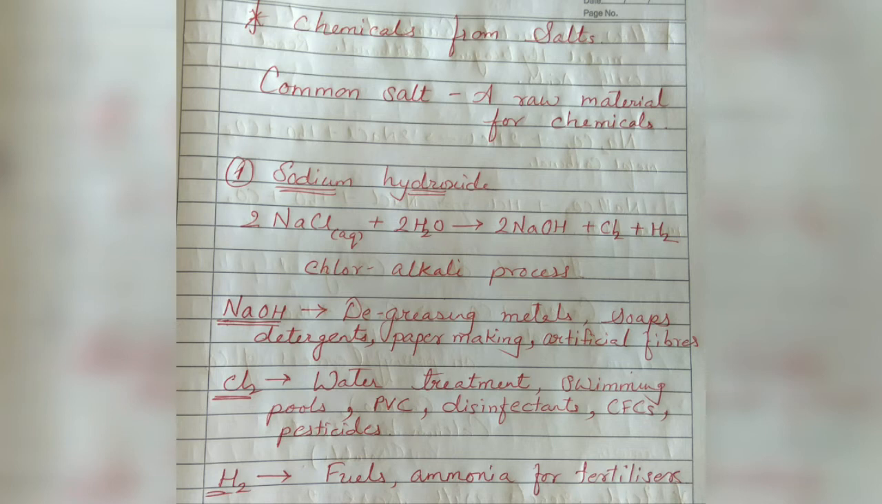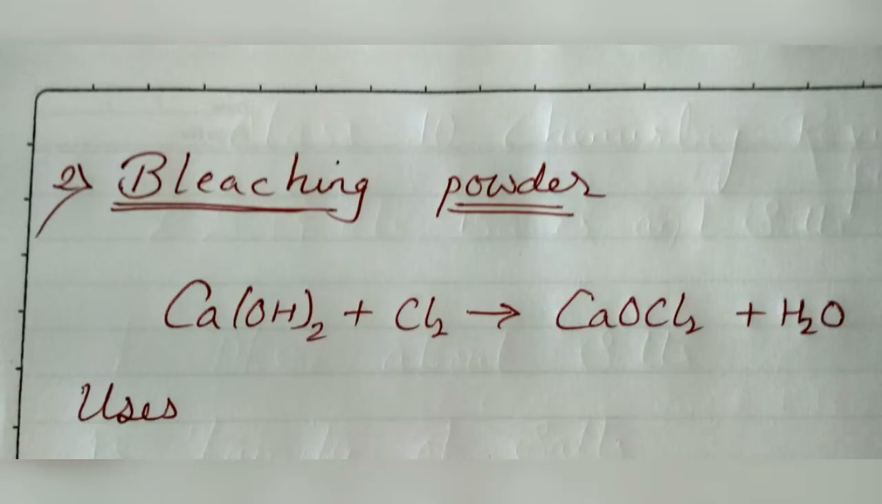Hydrogen gas can be used as a fuel. It can also be used for the preparation of ammonia as a fertilizer. So I hope dear students, you are getting the idea of how we use the different materials which are obtained in this process. Very important, CBSE asked what is chlor-alkali process, so you can write the same answer. Number 2, bleaching powder.